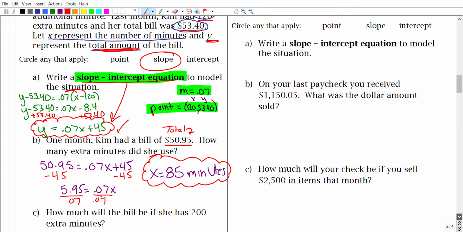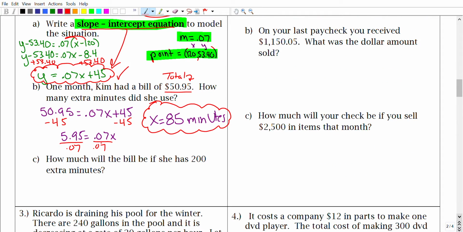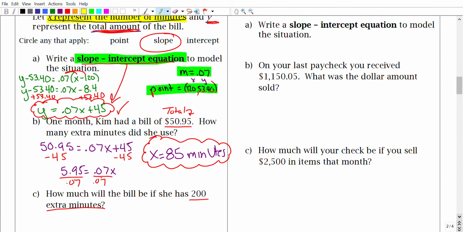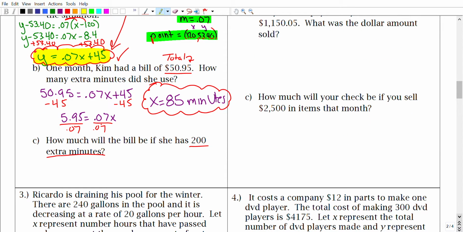Okay, then last part here. How much will the bill be if she has 200 extra minutes? Well, again, what variable represents minutes up here? Let's double check. The variable that represents minutes is x. So now, once again, let's reset. Let's use our original linear model here and then substitute the 200 into our x. So what do we get?